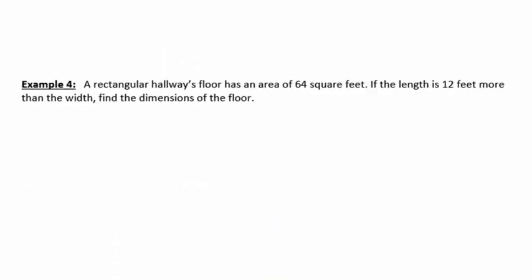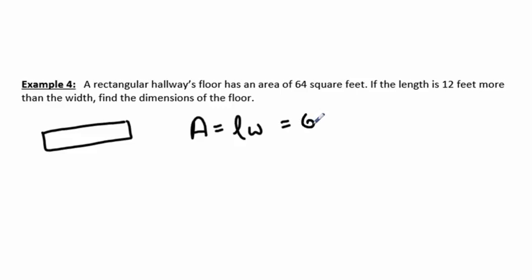Example 4. A rectangular hallway's floor has an area of 64 square feet. If the length is 12 more than the width, let's find the dimensions of the floor. So a rectangular hallway has an area. This is rectangular, so area is length times width, and length times width is 64. If the length is 12 feet more than the width, so we have our width, and our length is 12 feet more than the width, find the dimensions.